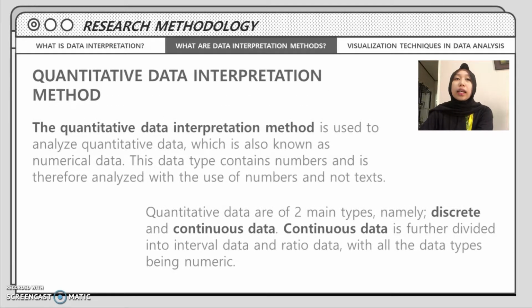Next, quantitative data interpretation method. The quantitative data interpretation method is used to analyze quantitative data, which is also known as numerical data. This data type contains numbers and is therefore analyzed with the use of numbers and not text. Quantitative data are of two main types, namely discrete and continuous data. Continuous data is further divided into interval data and ratio data, with all the data types being numeric.